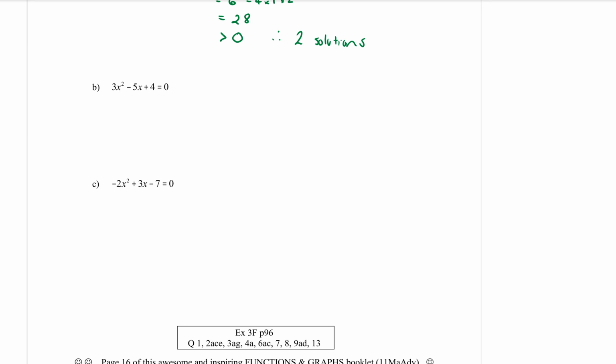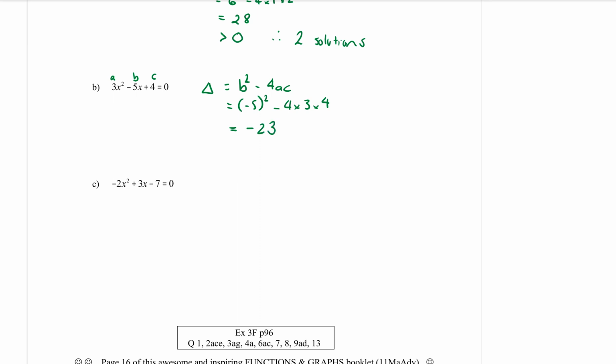Part B, let's do it again. The discriminant equals b squared minus 4ac. So the a is 3, b is minus 5, and c is 4. Subbing in, b squared is going to be negative 5 squared. Again, I'm using those brackets to make sure that we square that negative sign. Minus 4 times 3 times 4. What'd you get? Negative 23. Correct.